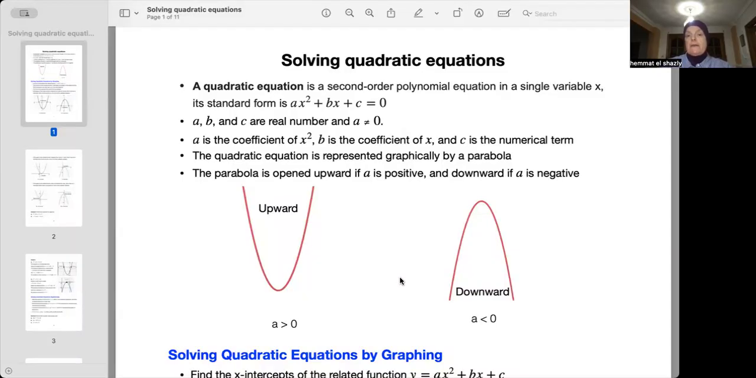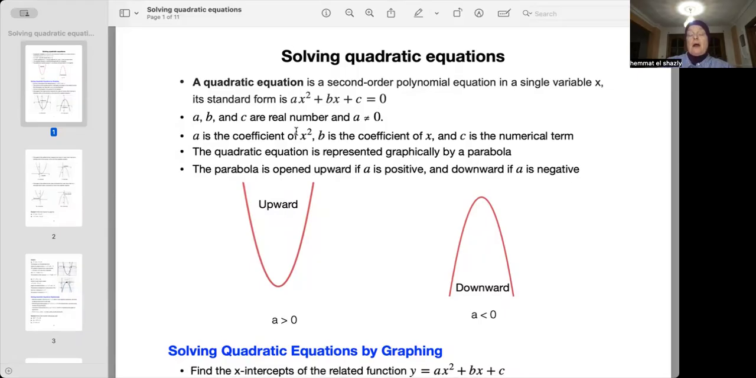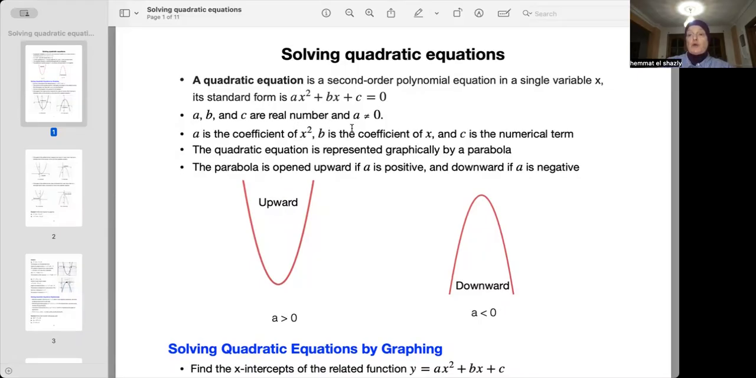Quadratic equation, what is the quadratic equation? A quadratic equation is a polynomial equation in a single variable x. Its standard form is ax² + bx + c = 0, where a, b, and c are real numbers, and also a cannot be equal to 0. a is the coefficient of x², b is the coefficient of x, and c is the numerical term.